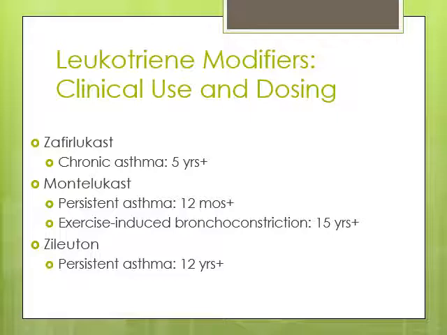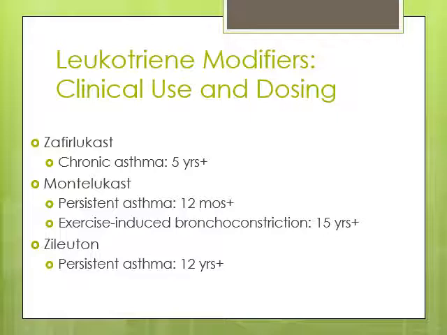Now, leukotriene modifier clinical use and dosing. Zafirlukast, you can see it used as an adjunct medication for chronic asthma, and this is generally 5 years and up. Montelukast, persistent asthma, 12 months and up, and exercise-induced bronchoconstriction, 15 years plus. And zileuton, persistent asthma, 12 years and plus. And so you've also got to be very careful when you're considering the use of this medication.